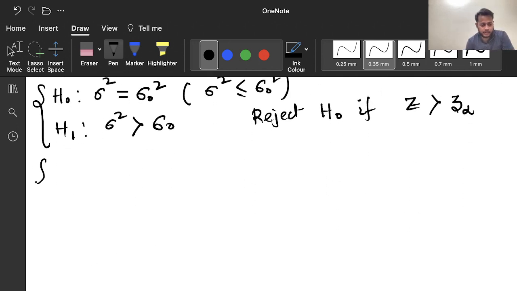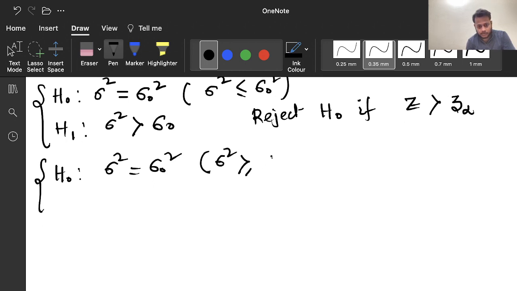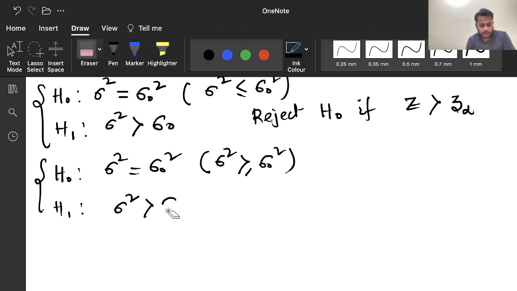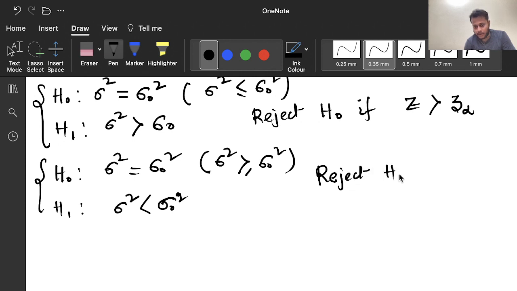And another case is H0 sigma square equal to sigma 0 square, or sigma square greater than or equal to sigma 0 square. The alternative hypothesis for both these cases is sigma square less than sigma 0 square. Then for these two cases the test is reject the null hypothesis if z is less than minus z alpha.